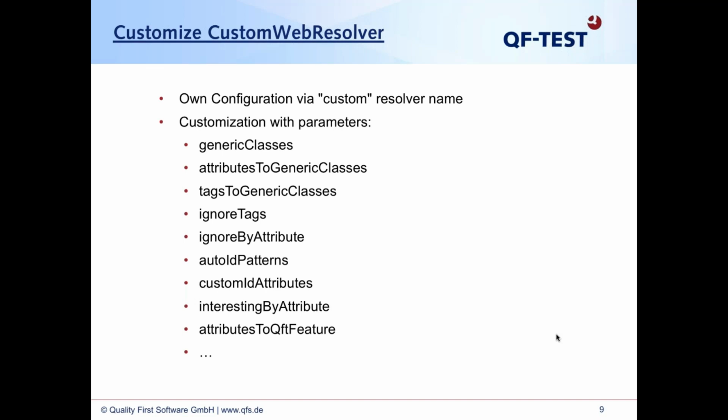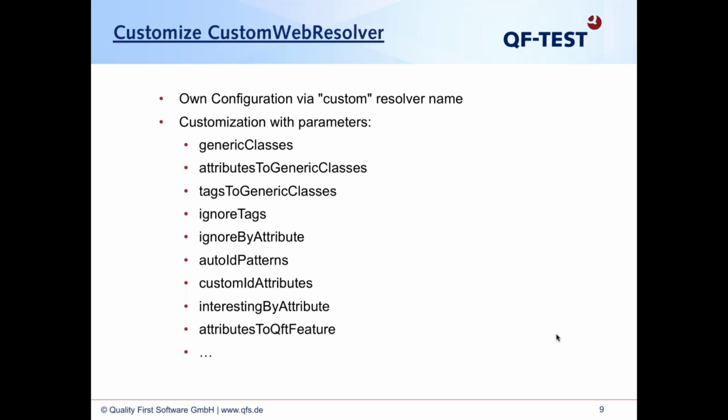The CustomWebResolver has been improved over the last couple of years, and more parameters have been added for special cases. We will look at some of them today, which are the most important. The others are documented in the documentation of the standard library, which is directly available from the QF-test help menu. Let's get started with some of the most important cases.